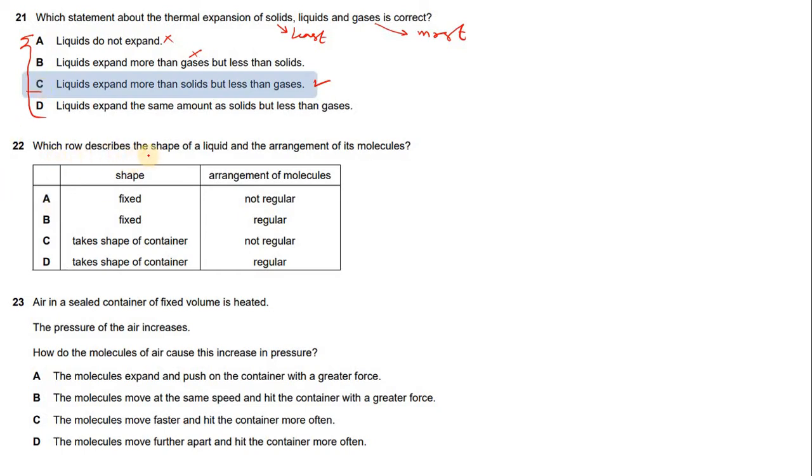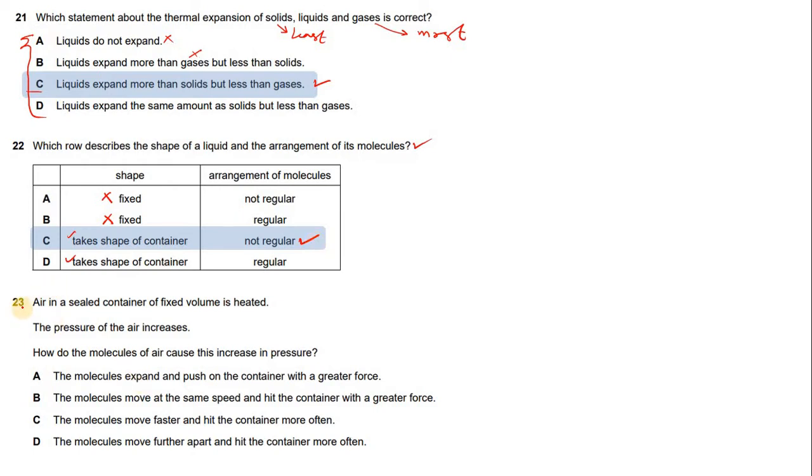Which row describes the shape of a liquid and arrangement of its molecules? It's an easy question. You need to see how molecules behave in liquids and what the shape of the liquid is. There is no fixed shape for a liquid. A liquid always takes the shape of the container. So this is wrong. Both descriptions are correct. We need to now decide on the basis of the second column. The arrangement of the molecules: regular or not regular? This is liquid, not regular. Option is C.